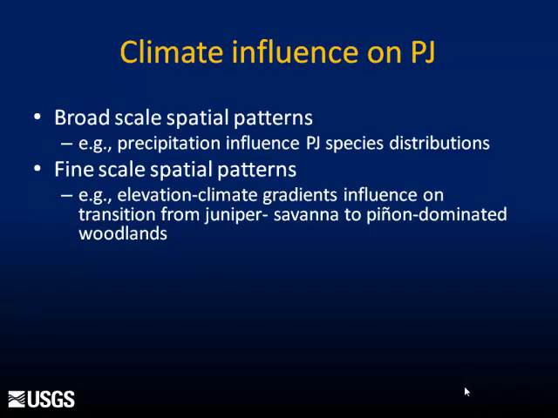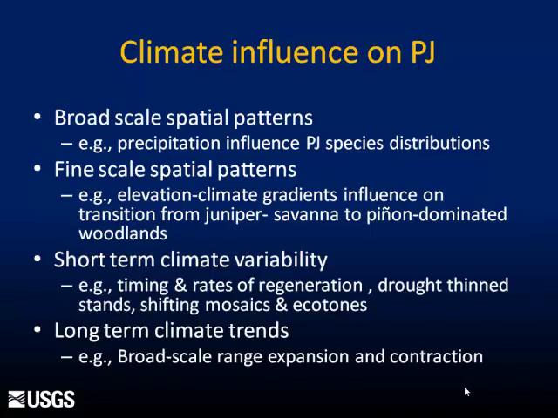So within a given landscape, on a given mountainside, we may have relatively dry, open juniper, savanna-like conditions at lower elevations, but as we move up in elevation and we get into more mesic and cooler temperatures, we may transition to fairly pinyon-dominated dense woodlands. And of course, climate is variable over time as well, and on short-term scales, climate can determine things like the timing and rate of regeneration of PJ species and woodlands.